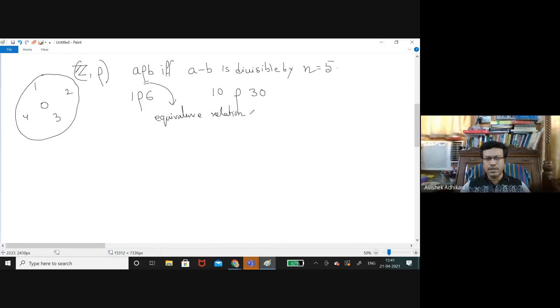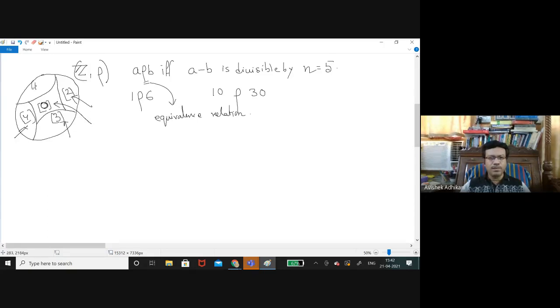Then as a result, you can understand that the whole set Z will be partitioned, right, if it is an equivalence relation, and it will be partitioned like this. Each of these will contain infinitely many elements, and this set corresponds to 0. We denote it by class.